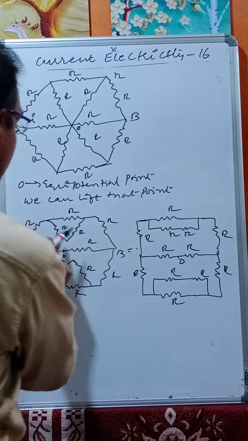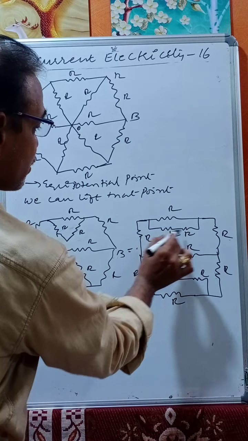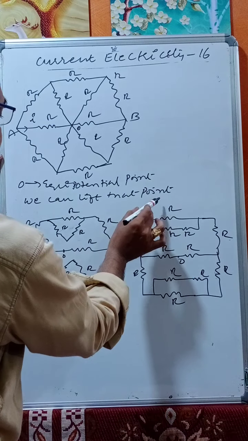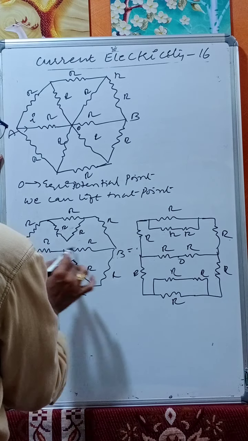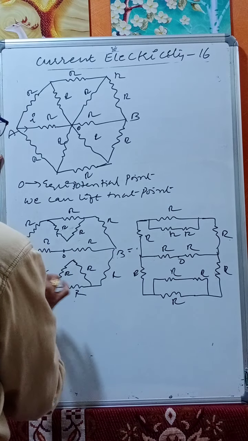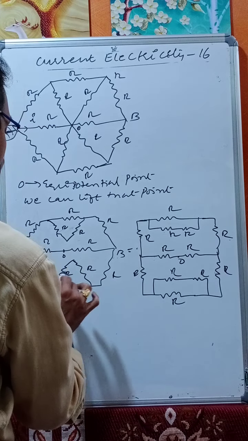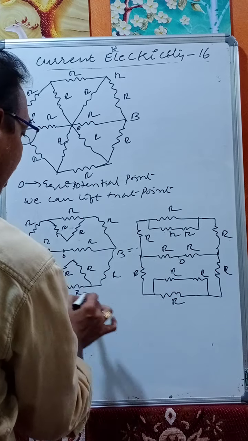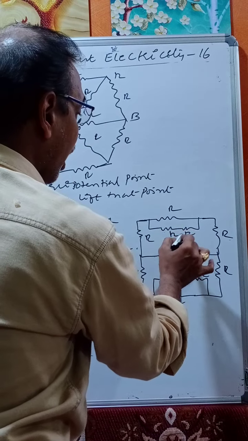These two are in series. This is R, this is R. This R and R, R and R. So this is R, R this side, R that side. Now these two R and R are in series. Effect will be R by 2.